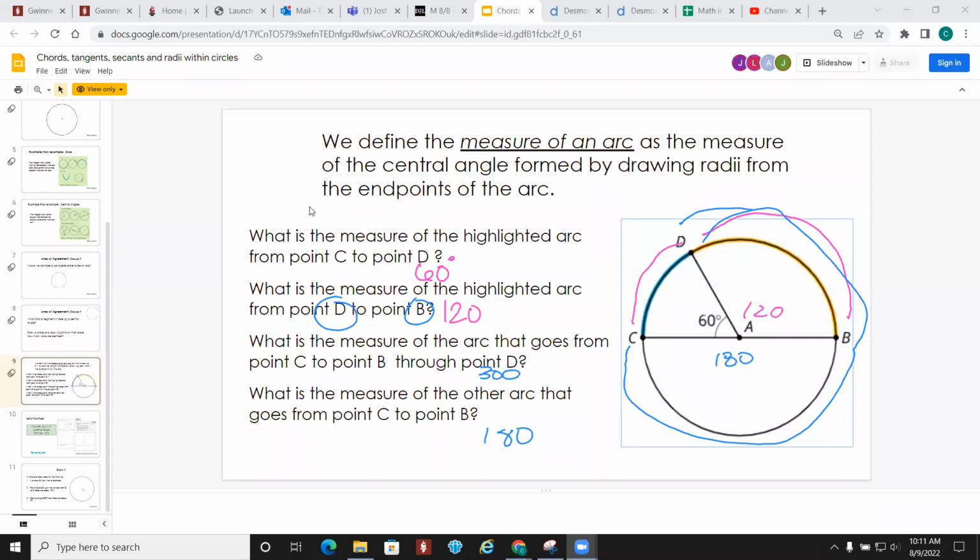Got measure of an arc. Again, we're about to take this up a notch. I hope this is easy right now, though.